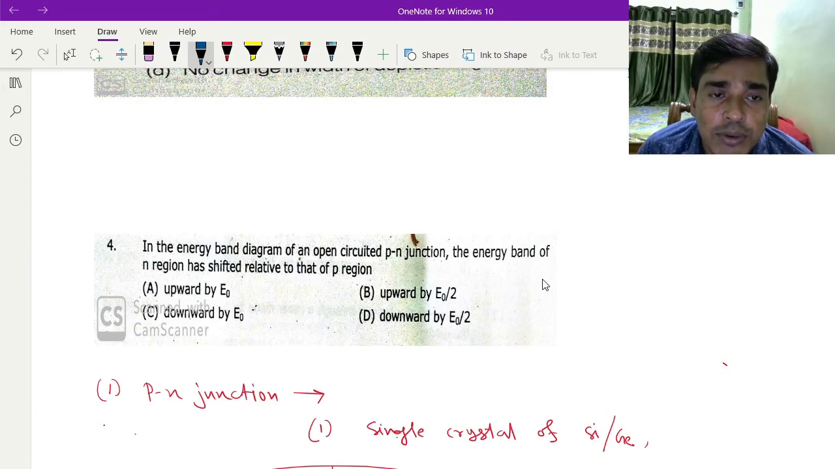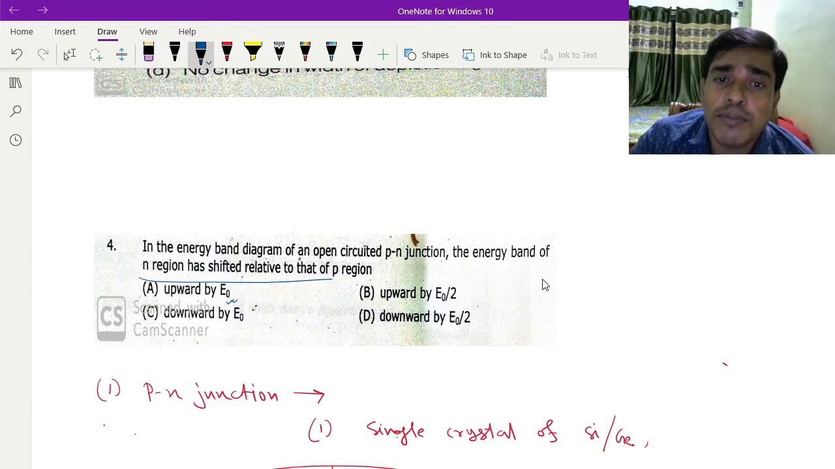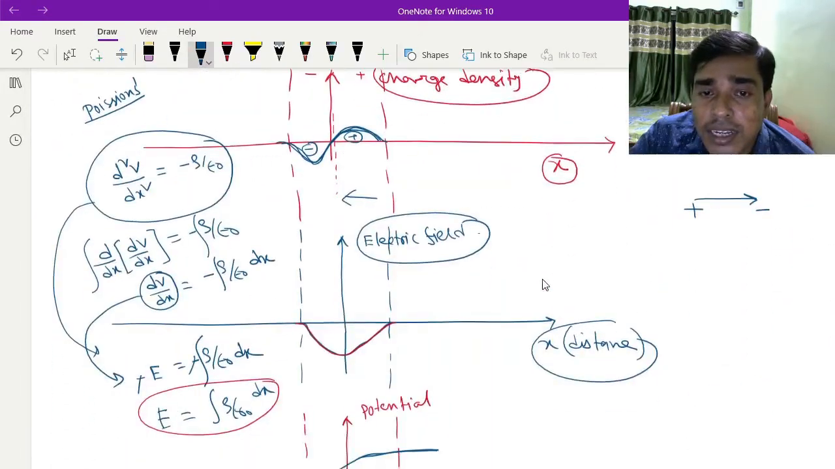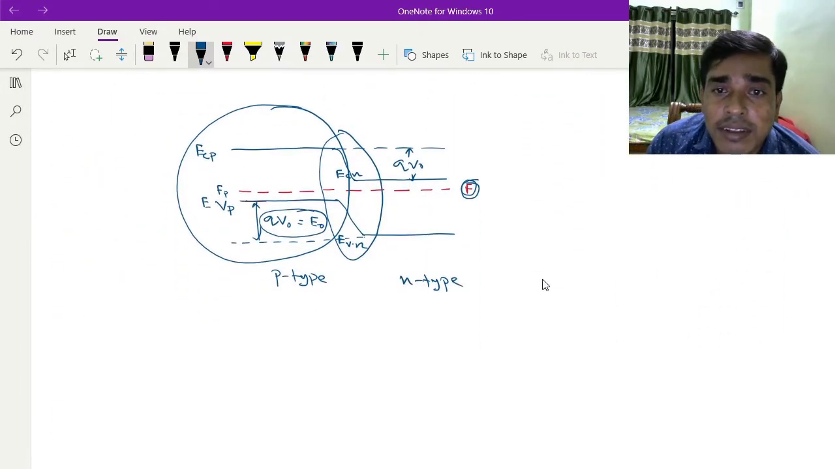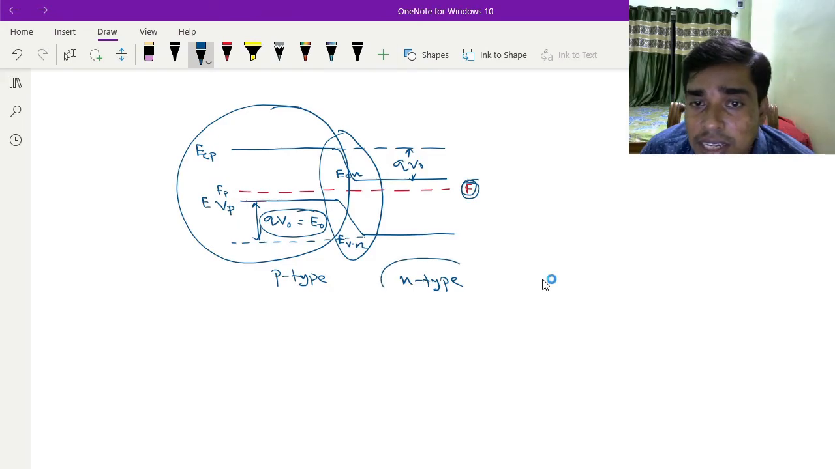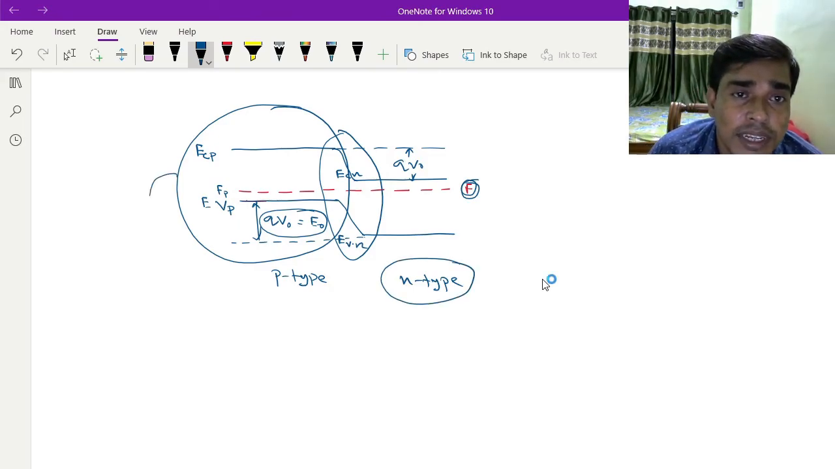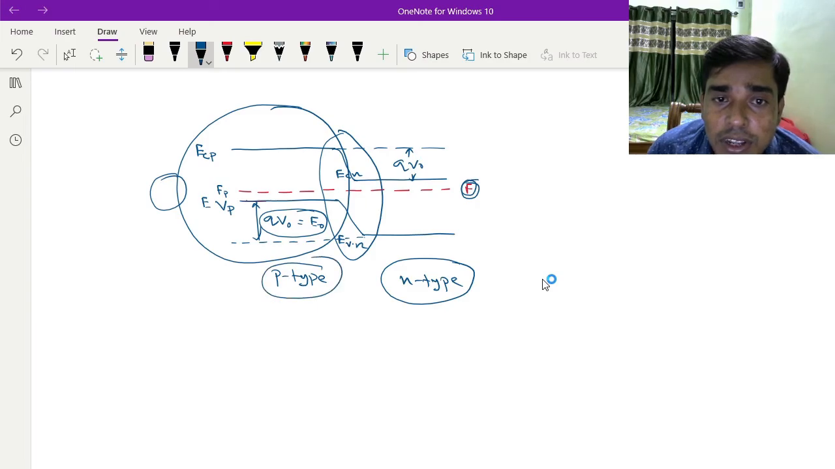Now the fourth one is the energy band diagram of an open circuit PN junction. The energy band of the N region has shifted relative to the P region by E0, upward by E0. That means in the energy band diagram of open circuit condition, the energy band of the N region has shifted relative to the P region. Here you see I have already drawn this graph. Here is the N region and this is the P region.